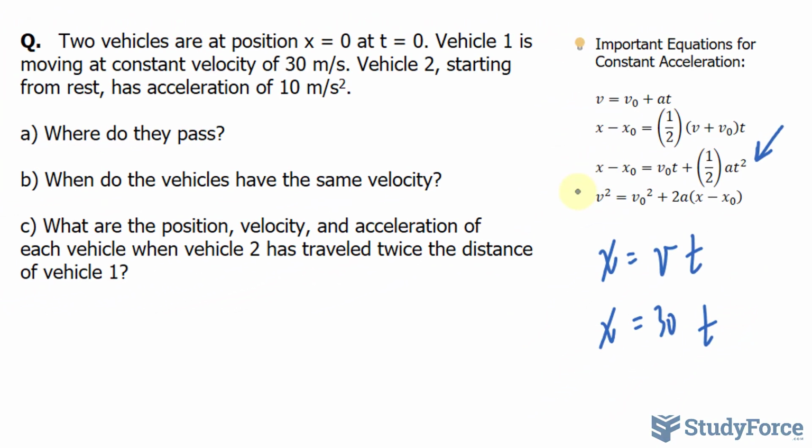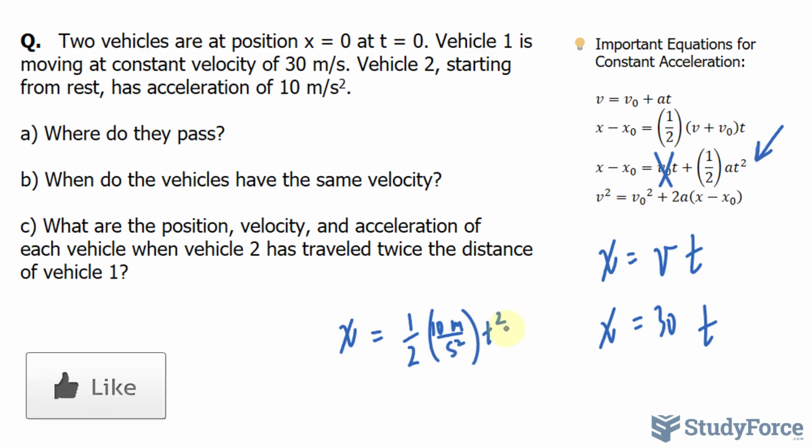We are looking for x, and we know x sub 0 is 0 because they start at a position of x equals 0. So I'll have x minus 0 is x. And on the right side, the velocity initially for vehicle 2 is assumed to be 0 because it's starting from rest. So the initial velocity is 0 times time. That eliminates this part, and we're left with half times the acceleration, 10 meters per second squared. And again, we don't know the time, t squared.